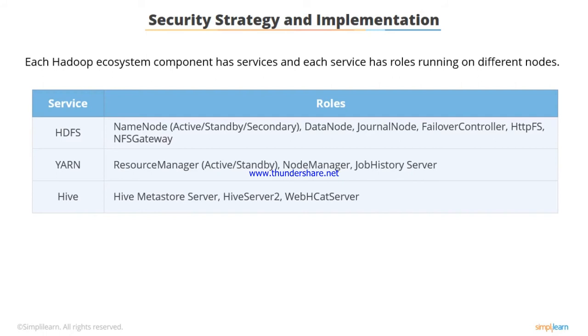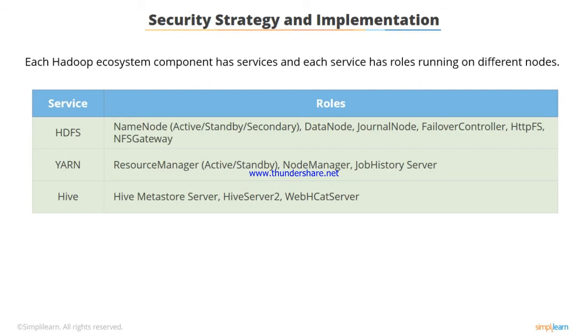Here are some examples. Service: HDFS; roles: name node, active, standby, secondary, data node, journal node, failover controller, HTTPFS, NFS gateway. Service: YARN; roles: resource manager, active, standby, node manager, job history server. Service: Hive; roles: Hive Metastore server, HiveServer2, WebHCat server.